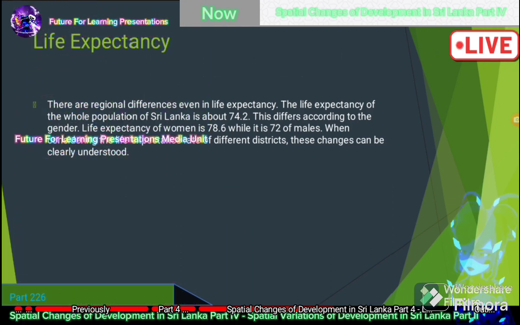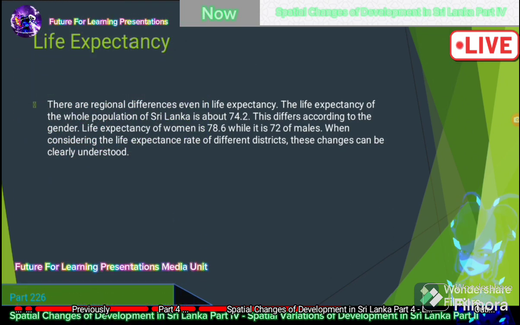So these 2 points are actually going to be asked on your geography paper part 1 and part 2. Underline those points. Life expectancy of women is 78.6, while it is 72 for males. Underline this sentence. It is going to be asked in your exams.